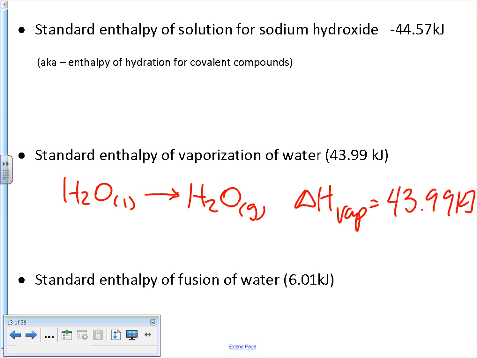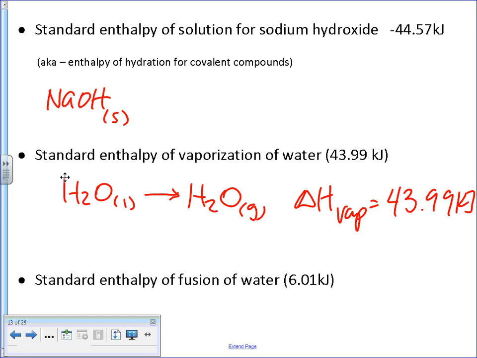Okay, for this one up here, solution process, you actually have to show the solution process by making it go into solution, so aqueous solution. So if you're looking for the standard enthalpy of solution for sodium hydroxide, you start with sodium hydroxide. What's the state of matter most likely? Solid. It's a powder. It's something that's like in pellet form, okay? All ionic substances are solids.